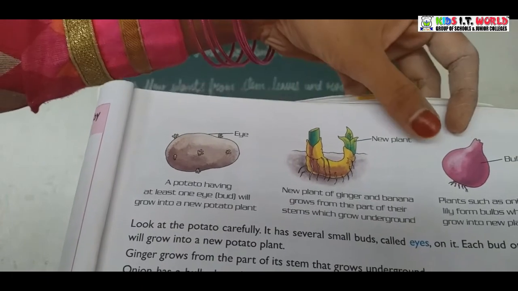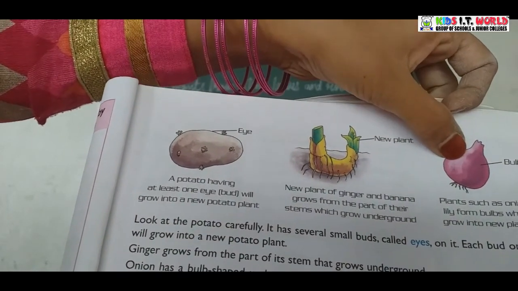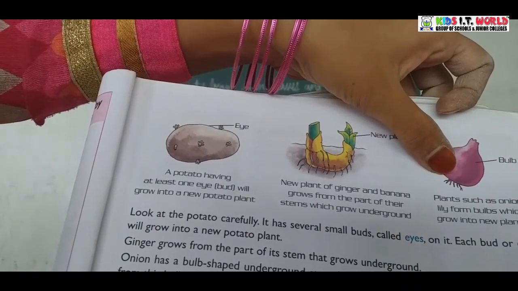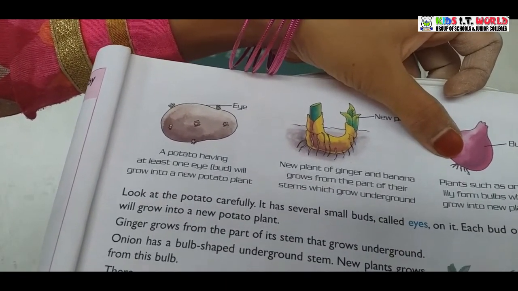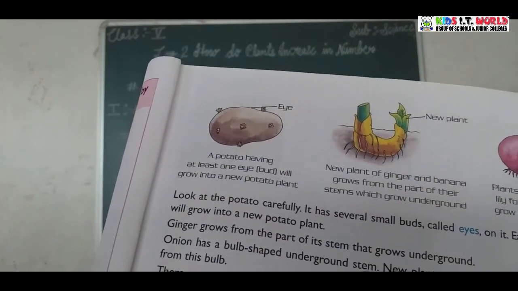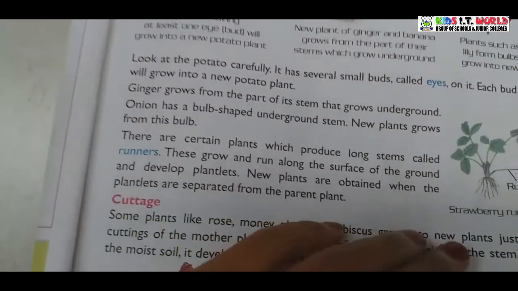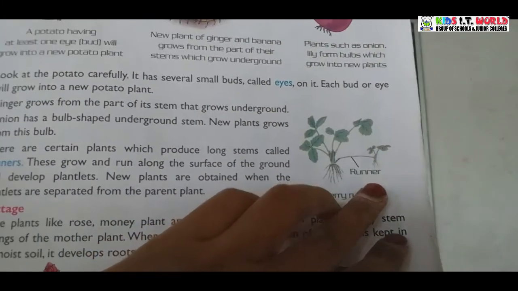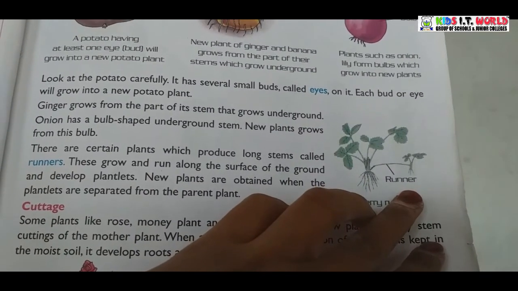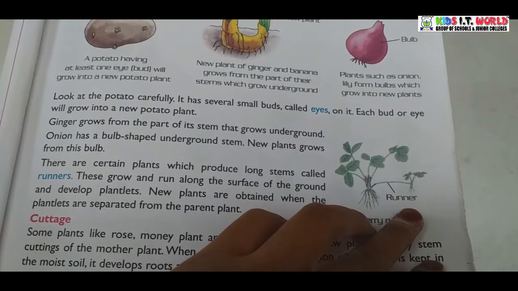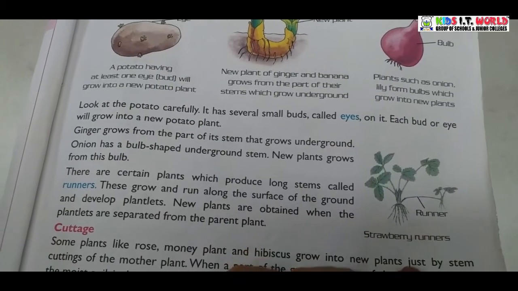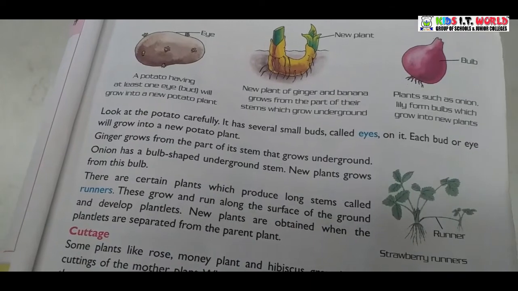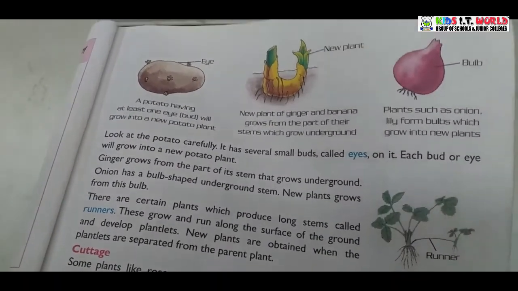Onion and bulbs are shaped underground stems. Plants such as onion and lily form bulbs which grow into a new plant. There are certain plants which produce a long stem called a runner. See in this strawberry, here is a runner. These grow and run along the surface of the ground and develop plantlets. New plants are obtained when the plantlets are separated from the parent plant.